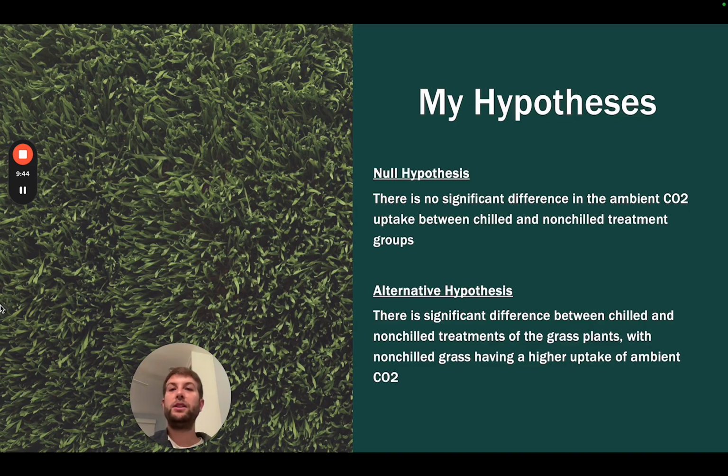From seeing the relationships from the data in the visualizations I made, it led me to want to perform a t-test to show the statistical significance comparing the mean CO2 uptake rates between the two treatment groups. I came up with my null and alternative hypotheses before performing my t-test. My null hypothesis is there is no significant difference in the ambient CO2 uptake between chilled and non-chilled treatment groups. My alternative hypothesis is that there is a significant difference between the chilled and non-chilled treatments of the grass plants, with non-chilled grass having a higher uptake of ambient CO2.